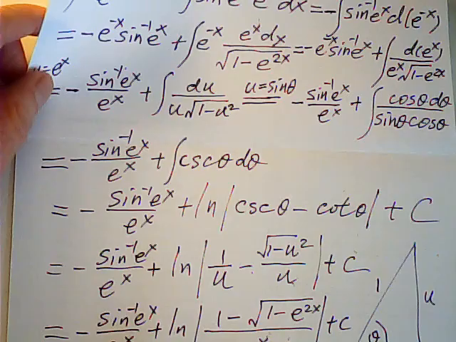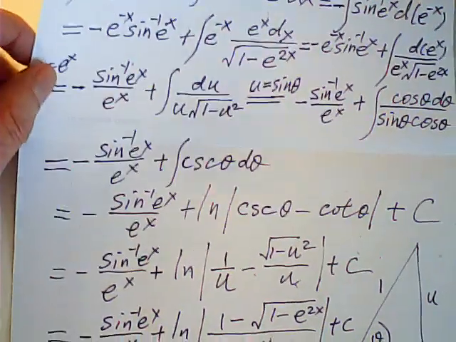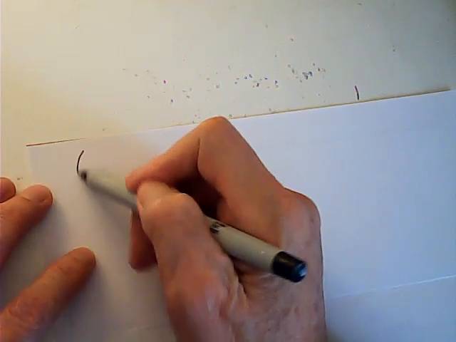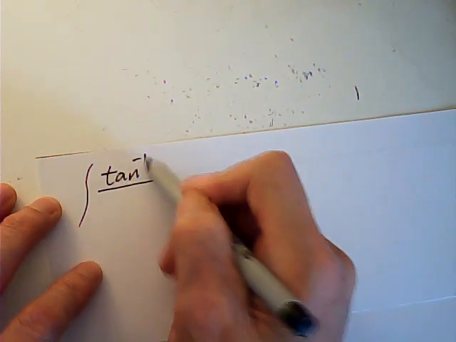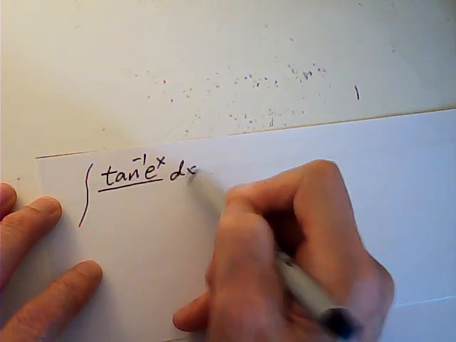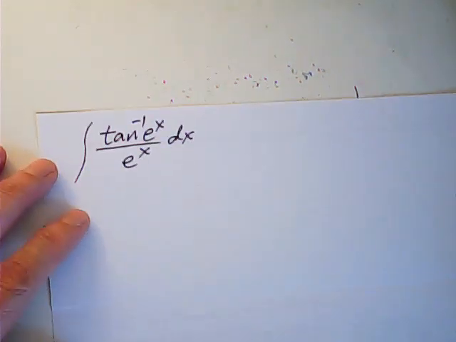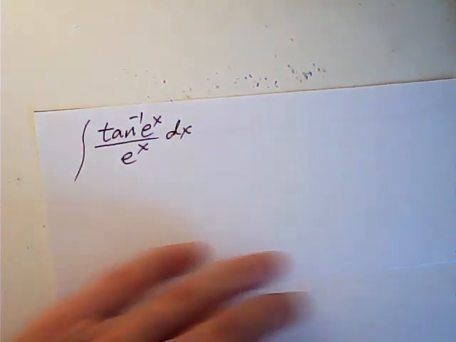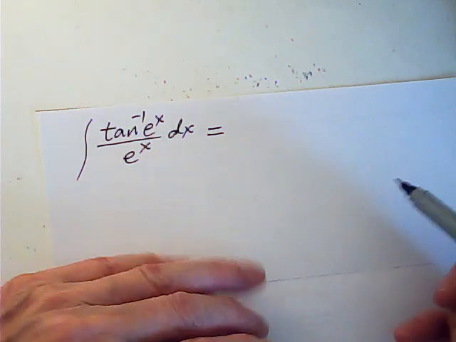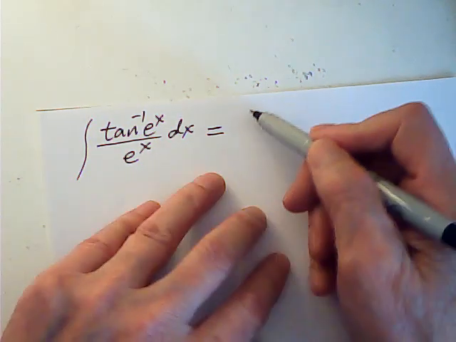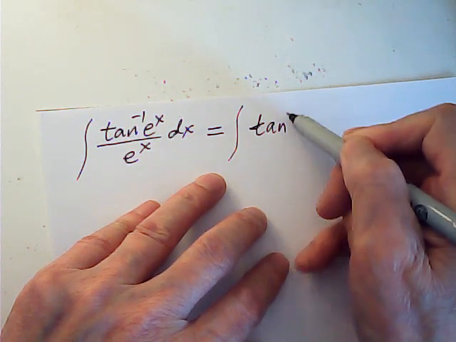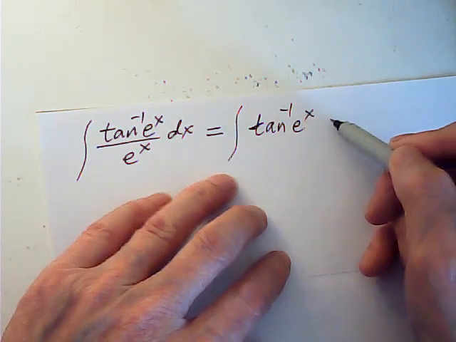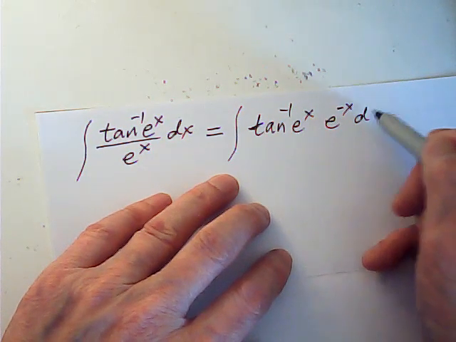Okay, that's the first. Now the second one is this: integral arctangent e to the x dx over e to the x. Well, same as I said in the beginning, these integrals are quite similar. Arctangent e to the x, e to the negative x dx.